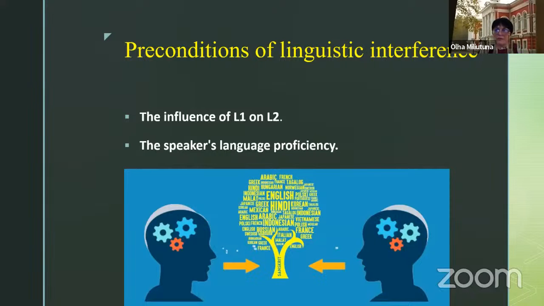The influence of the first language can vary depending on the similarity of languages, as well as the speaker's proficiency in both languages. The speaker's language proficiency is the next precondition of linguistic interference. As their proficiency in language 2 improves, they are less likely to transfer elements of the first language to the second one.